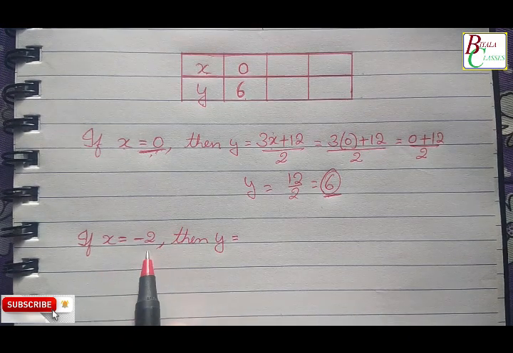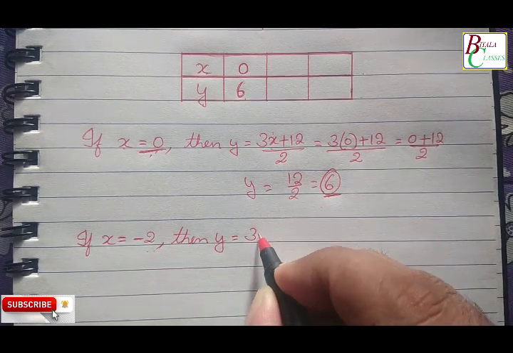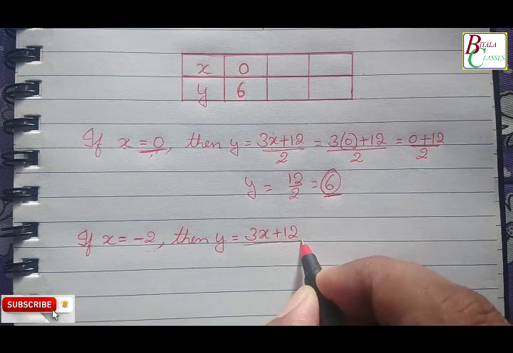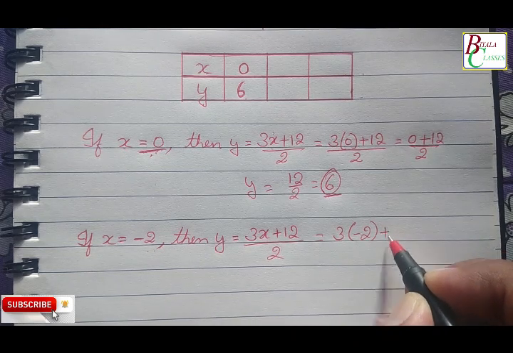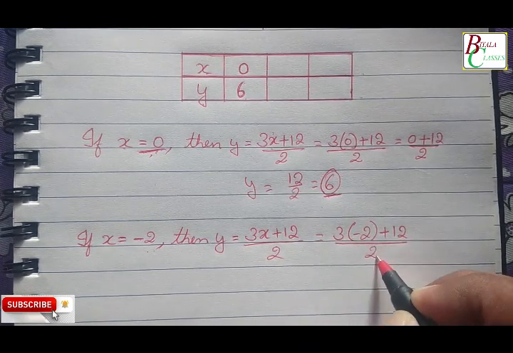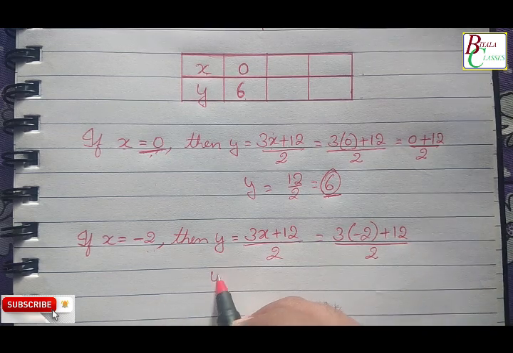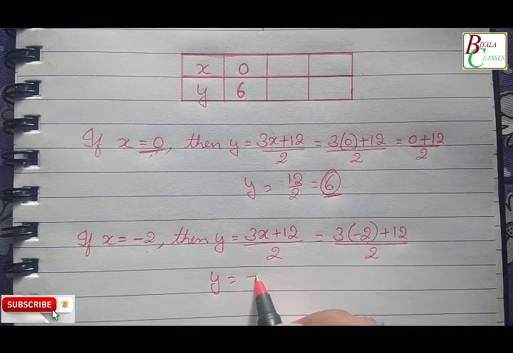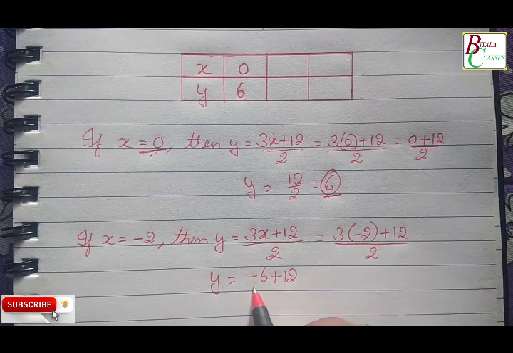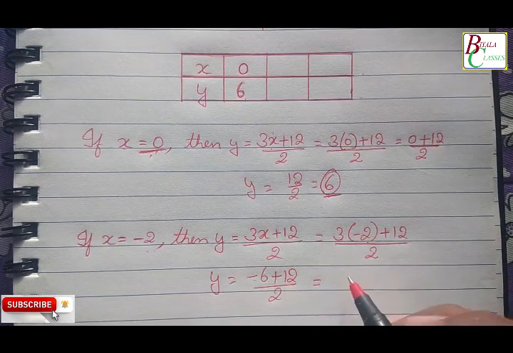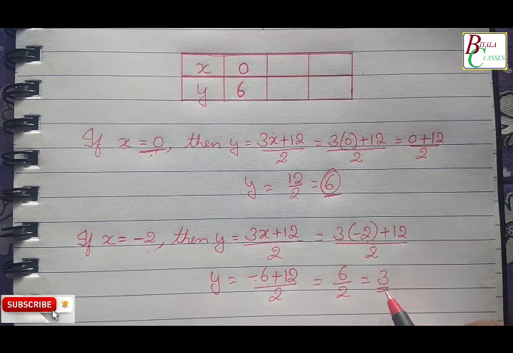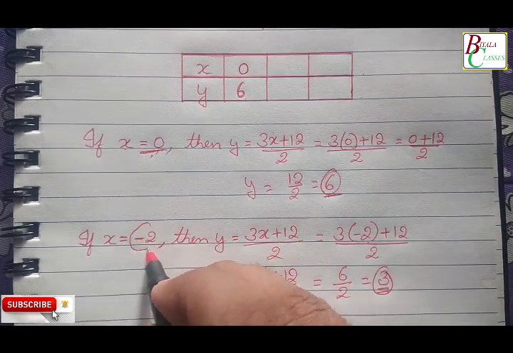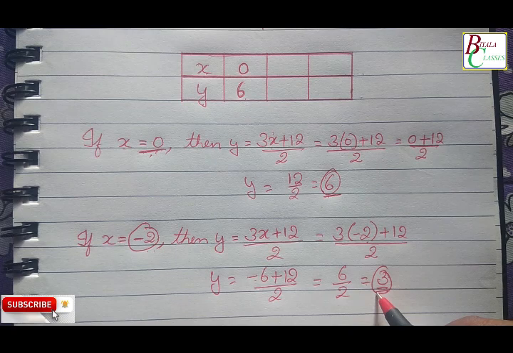Say we take x equals to minus 2. Now if you are taking x equals to minus 2, then the value of y which we calculate will be 3 multiply minus 2 plus 12 upon 2, and this gives you 3 multiply minus 2 is minus 6 plus 12 upon 2. Now minus 6 plus 12 is 6 upon 2, and y is equal to 3. So here if x equals to minus 2, y is equal to 3.